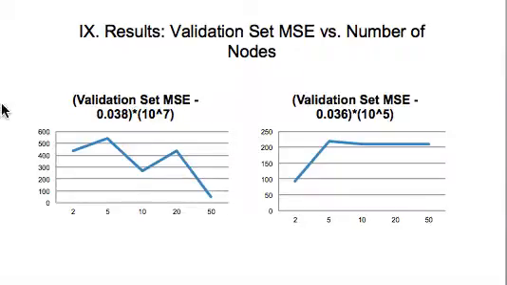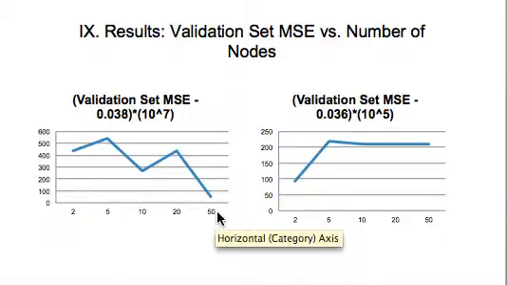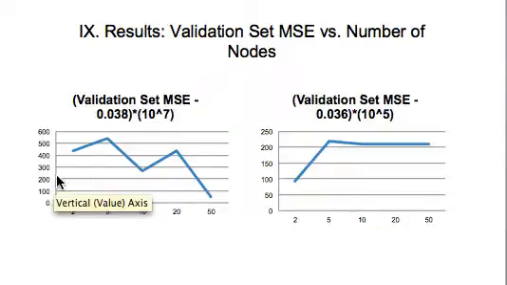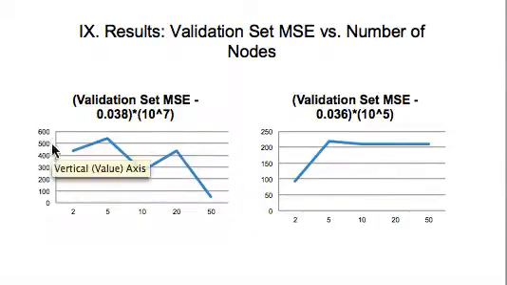The next result is validation MSE versus number of nodes. These two figures show the validation MSE as we change the number of nodes. In the first figure towards the left, we did not change the number of input nodes, but we changed the number of hidden nodes. We changed the number of hidden nodes from 2, 5, 10, 20, and 50, and we kept the number of input nodes constant at 10. I applied a function on the validation MSE to magnify the results and show them more clearly, and the fluctuation is pretty clear.